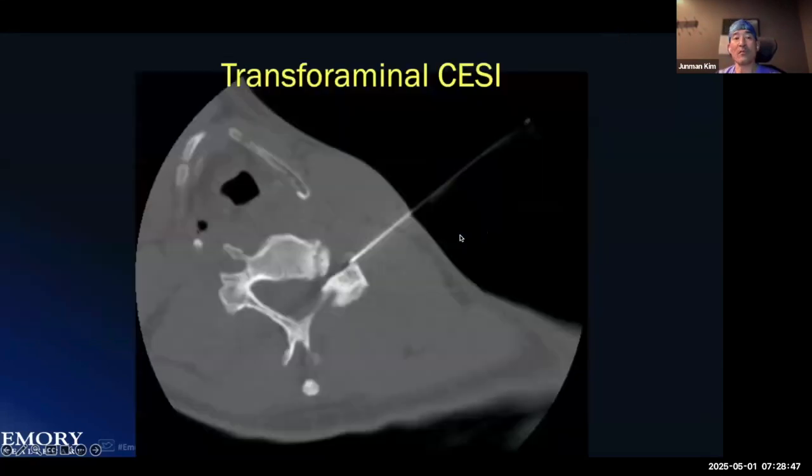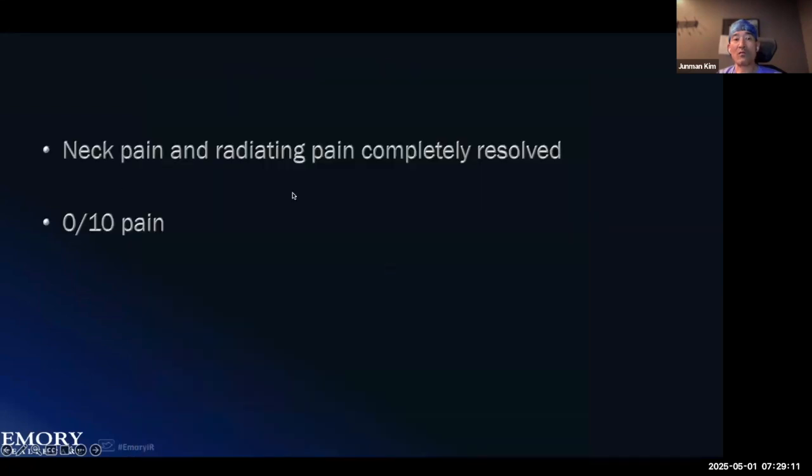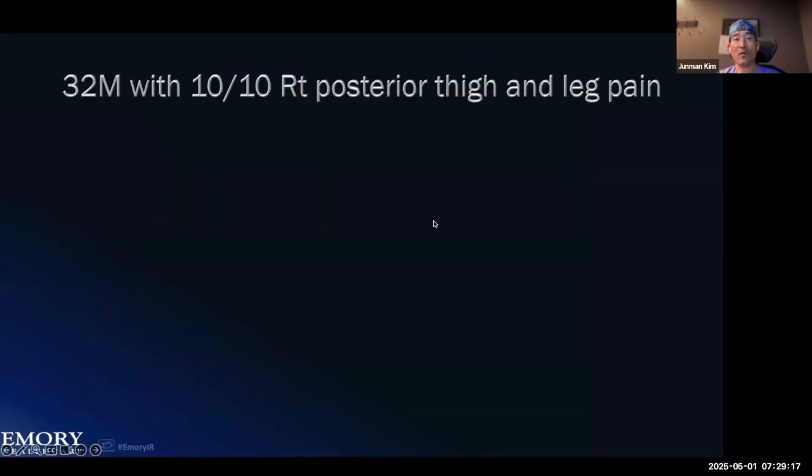You can also see from the sagittal images of the spine that C5 to C6 is terribly narrow. So what we did, we did the transforaminal approach, cervical epidural steroid injection using a 22 gauge spinal needle. I believe I used bupivacaine and dexamethasone here. So we are close enough. At this point, I think you can faintly see some contrast spreading towards the neuroforamen. Neck pain and radiating pain completely resolved, 0 out of 10 pain a few days later.